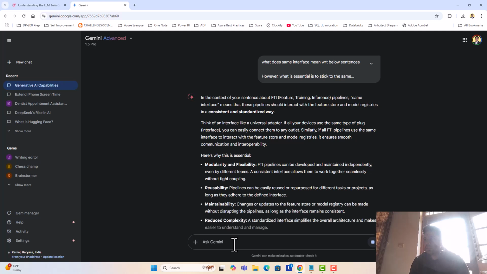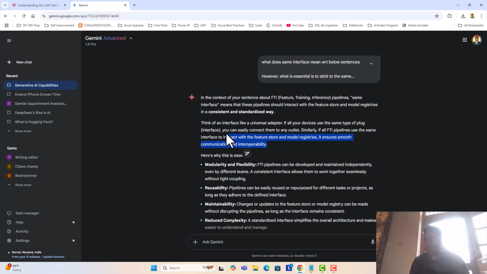In the context of the sentence, it means that the pipelines should interact with the feature store in a consistent and standardized way. Think of an interface like a universal adapter. If all of your devices use the same type of plug, you can easily connect them to any outlet. Similarly, if all FTI pipelines use the same interface to interact with the feature store and model registry, it ensures smooth communication and interoperability.